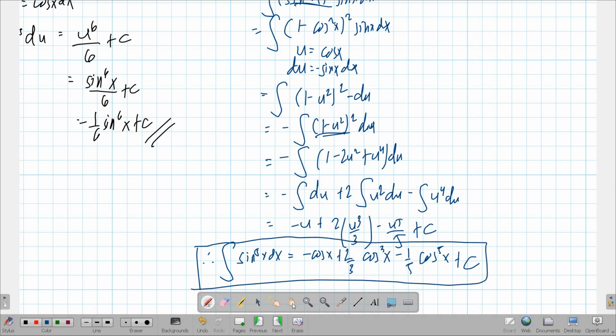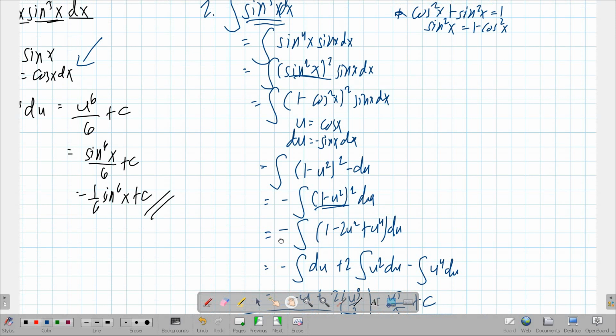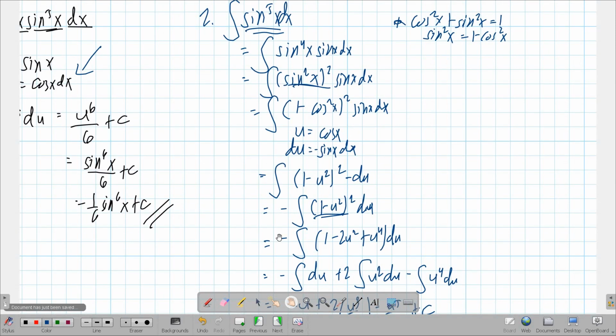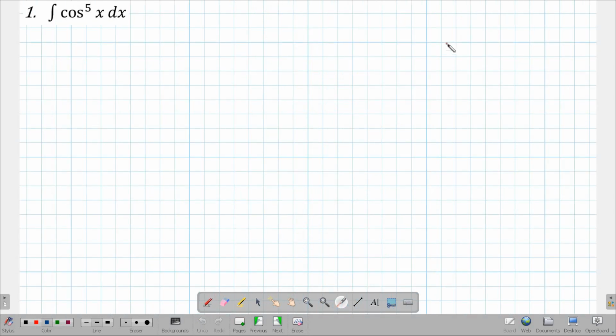So again, the main idea is if the power raised is odd, we might have to extract the highest even one so that we can use some identities and then do u sub later on. So let's have this example. Here, this time it's cosine that's raised to the 5th power.